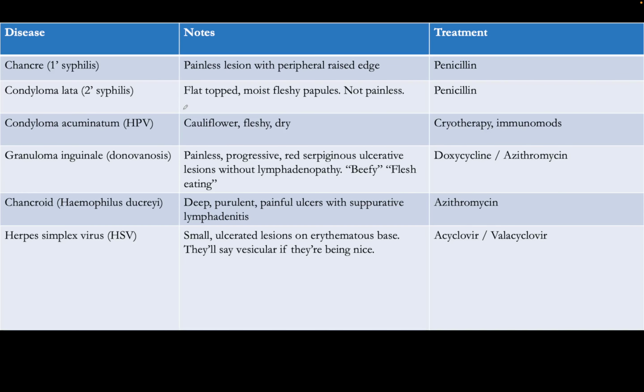This is kind of a summary of some of the things. The treatment is, I would say, lower yield, but you really need to be able to describe them. And so if you only have time to memorize a few, know syphilis, HPV, and herpes, because that's what we see in America. The rest of these is more for completeness' sake.